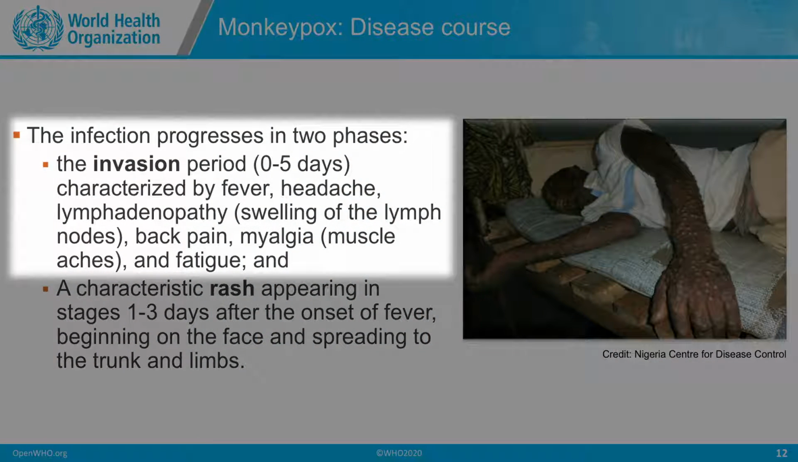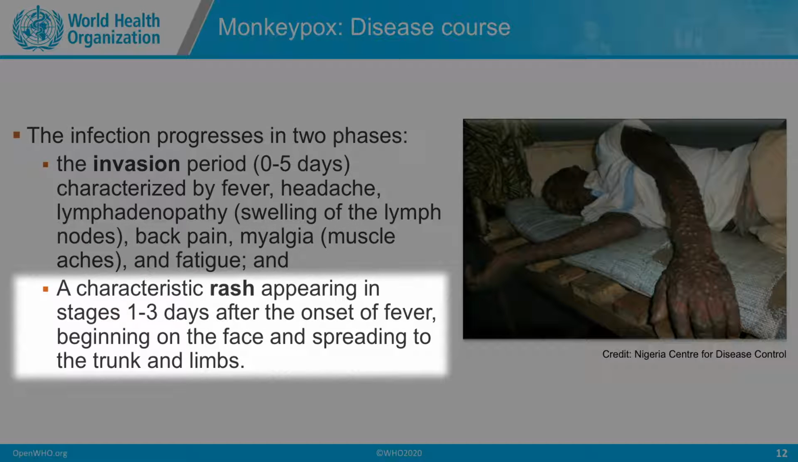So first, following the incubation period, there's something called the invasion period. This can last up to 5 days, and it is characterized by fever, intense headache, swelling of lymph nodes, back pain, muscle aches, and an intense weakness or lack of energy. Once the rash appears, which happens about 1 to 3 days after the beginning of fever, it appears in stages, beginning on the face and spreading to the body and limbs.